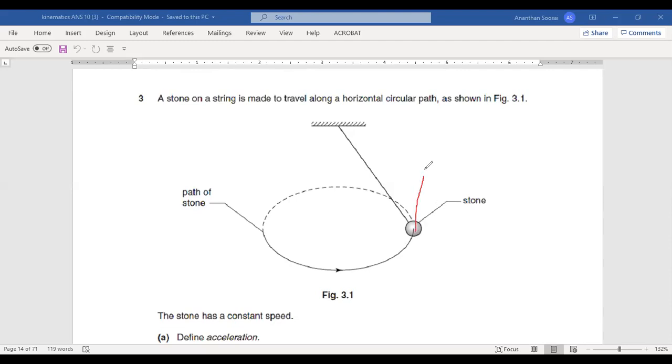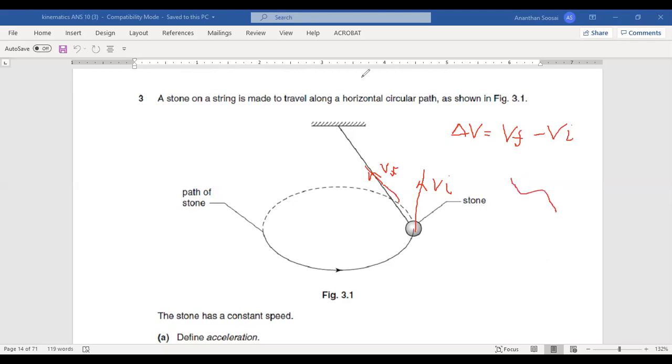Direction changes. At the beginning, it moves like this. This is your initial velocity, let's say. Then it moves this way. Okay, it moves here. This is your final velocity. Do you have changes in velocity or not? What is the change in velocity? Final velocity minus the initial velocity, right? The first topic you learned. What is the final velocity? Final velocity is moving like this.